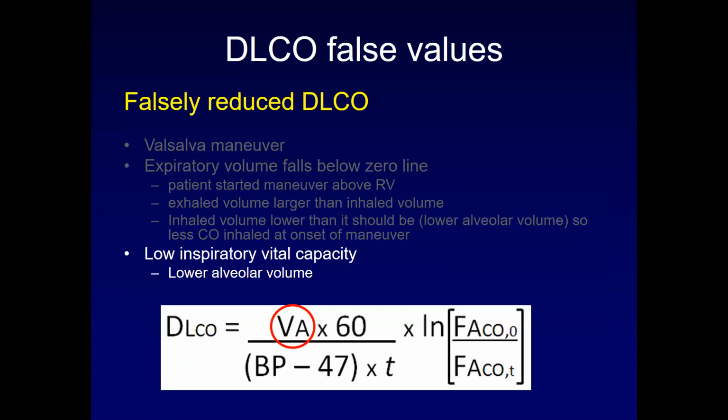The last thing I'll talk about is the DLCO, the low inspiratory vital capacity. So if your alveolar volume, as denoted in this red circle here, is low, that will lower the diffusion capacity.